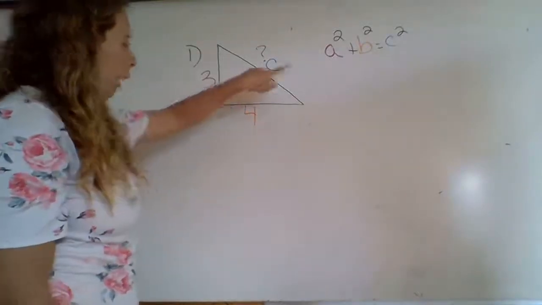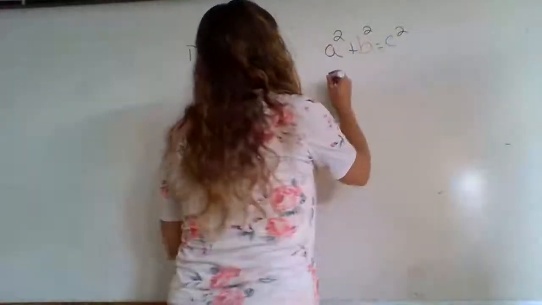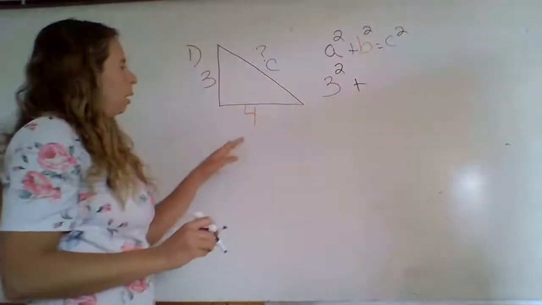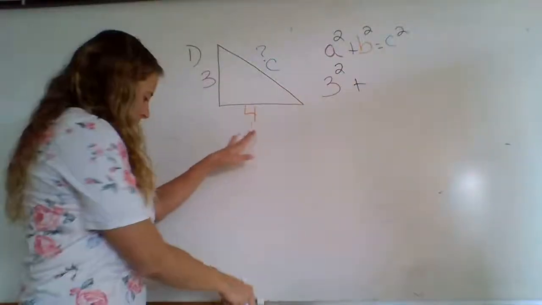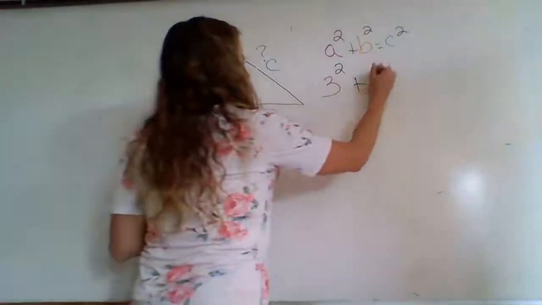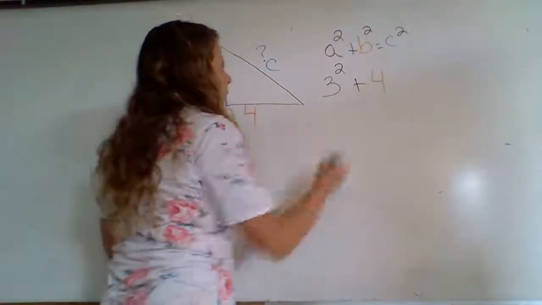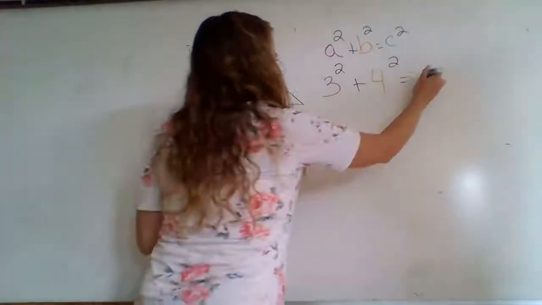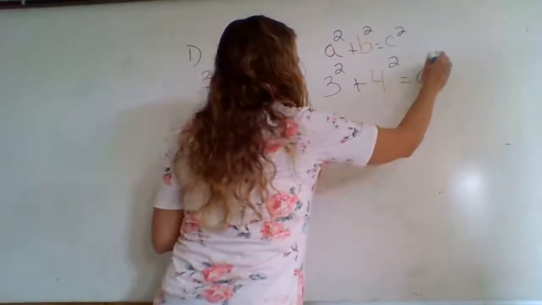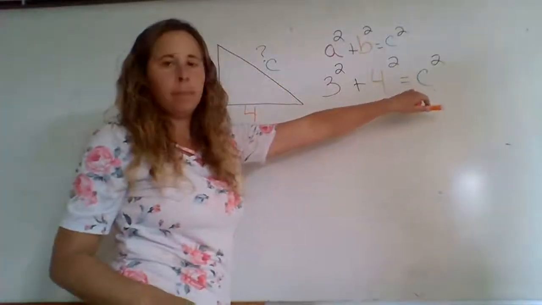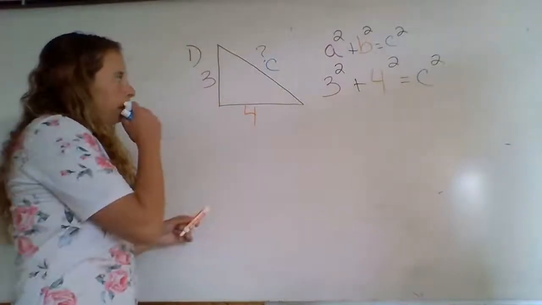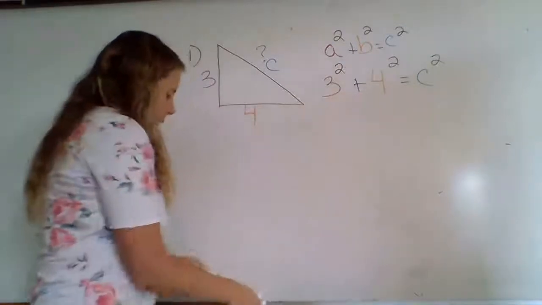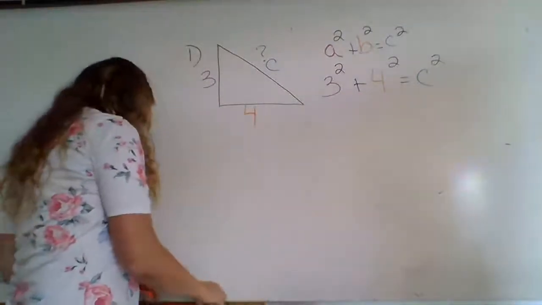So we're going to substitute 3 in for A. So it's 3 squared plus B squared, which is 4 squared, equals C squared, which is what we're trying to figure out. Okay, so we substitute in. 3 went in for A, 4 went in for B. That's all I did. Now let's start solving this thing.